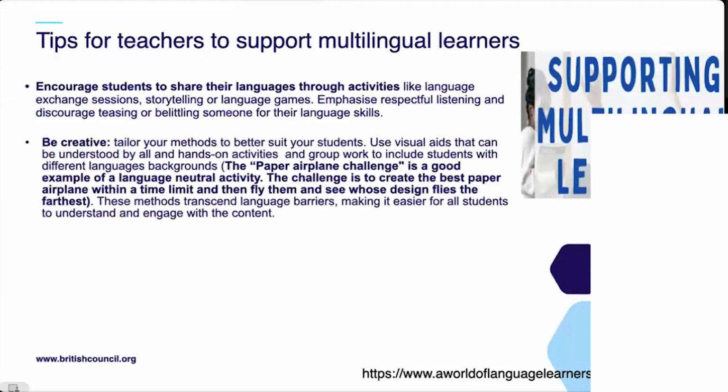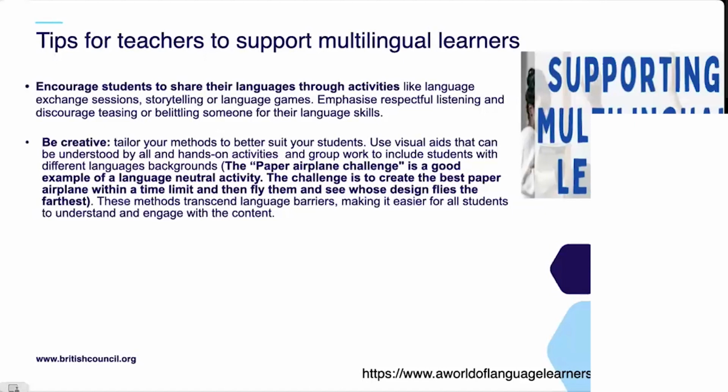As a teacher dealing with multilingual learners, you need to be creative. Tailor your method to better suit your students. You can use visual aids that can be understood by all, hands-on activities, and group work. And remember to use language-neutral activities, like an activity that can be enjoyed by all, regardless of their language background and abilities. For example, you can use the paper airplane challenge, a very fun challenge.